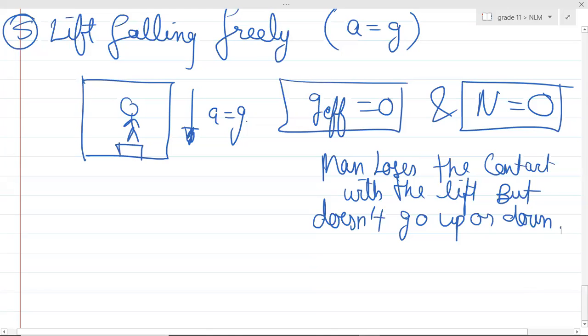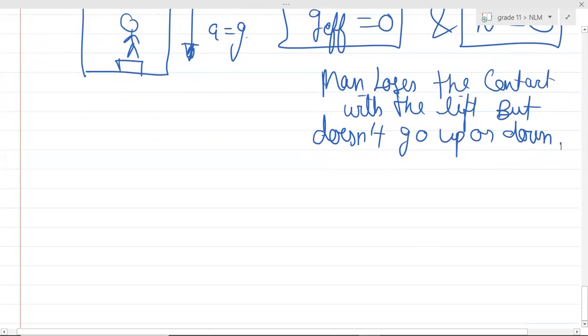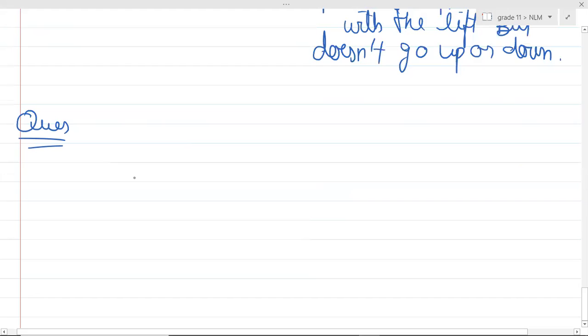I'll give you some questions in which platforms and elevators are involved. Suppose there is a painter over here. Have you seen a painter who paints the wall of the building? Like he uses this kind of setup, right? Suppose the one lift, like I can't explain.